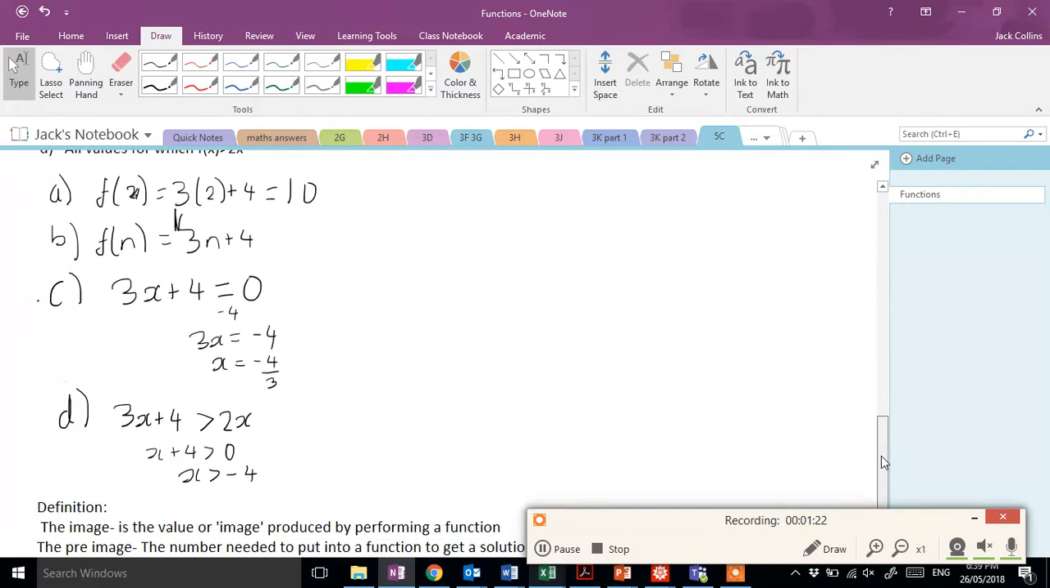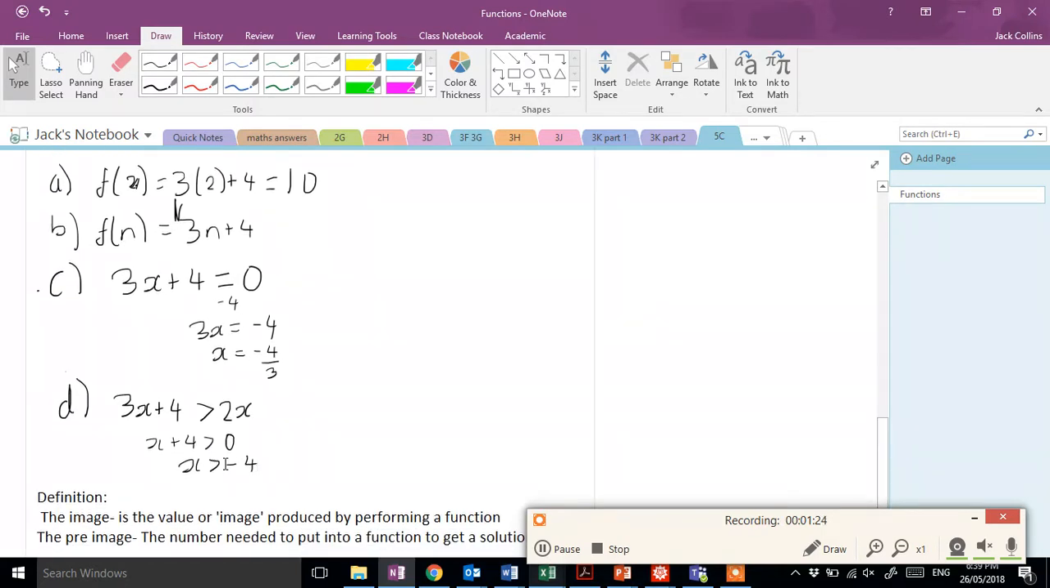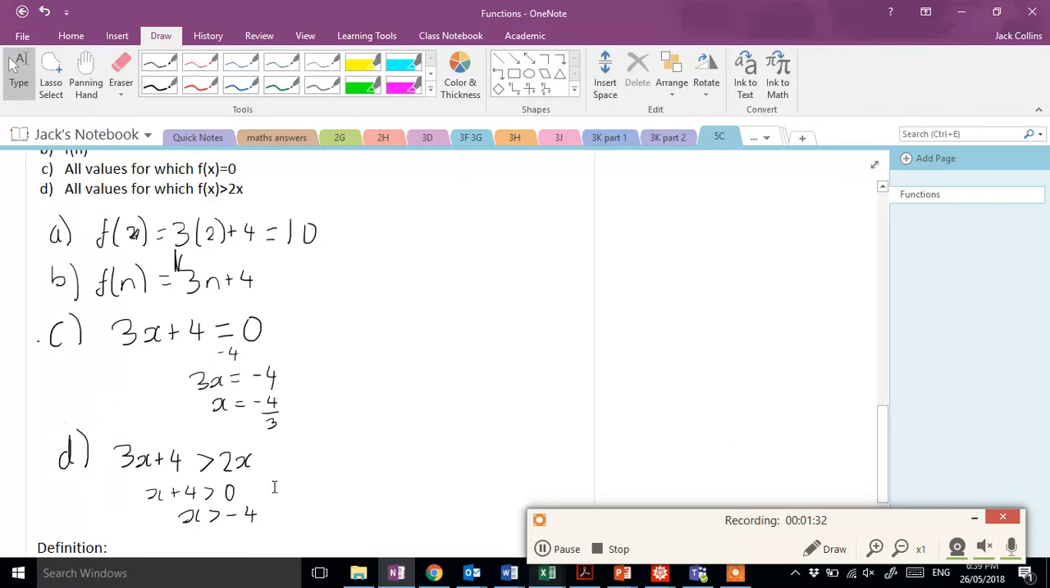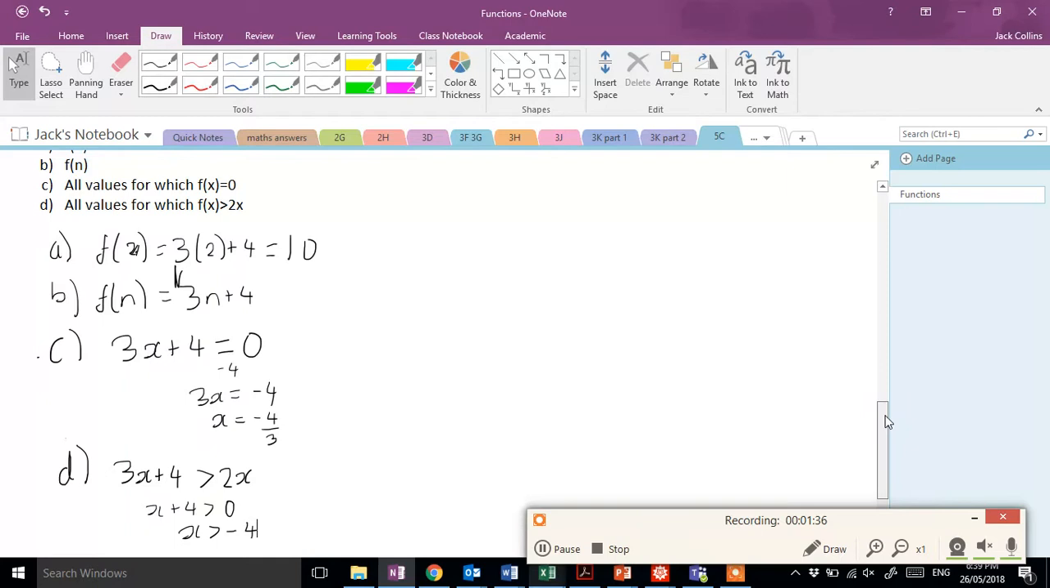Remember you only flip the inequality sign when you divide or multiply by a negative number. So f of x is greater than 2x whenever x is greater than negative 4. A couple of examples of that in your book as well. You can have a look at example 12 if you want to go through another one, and that should help you out there.